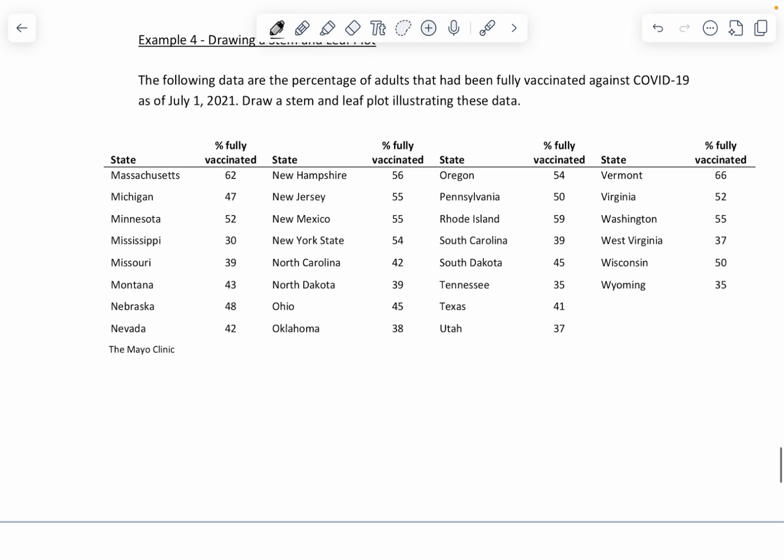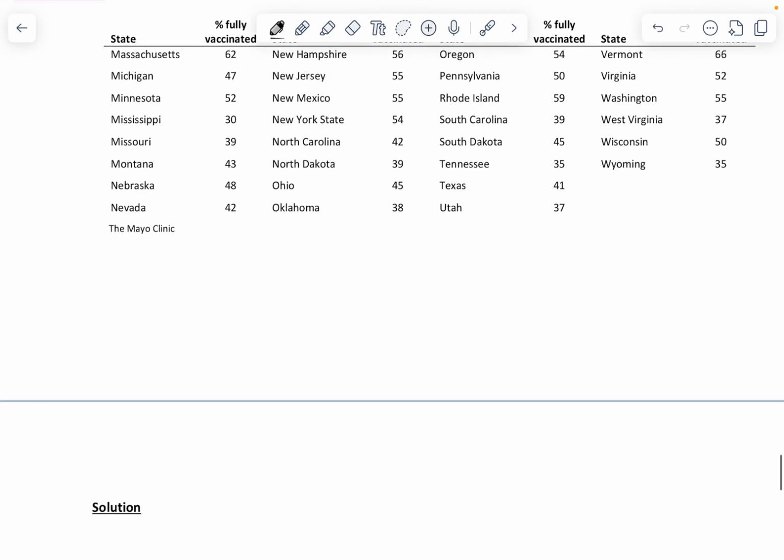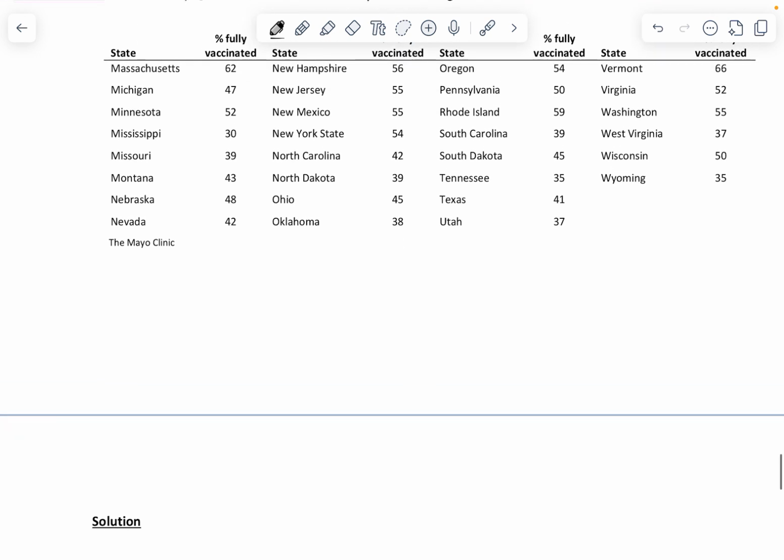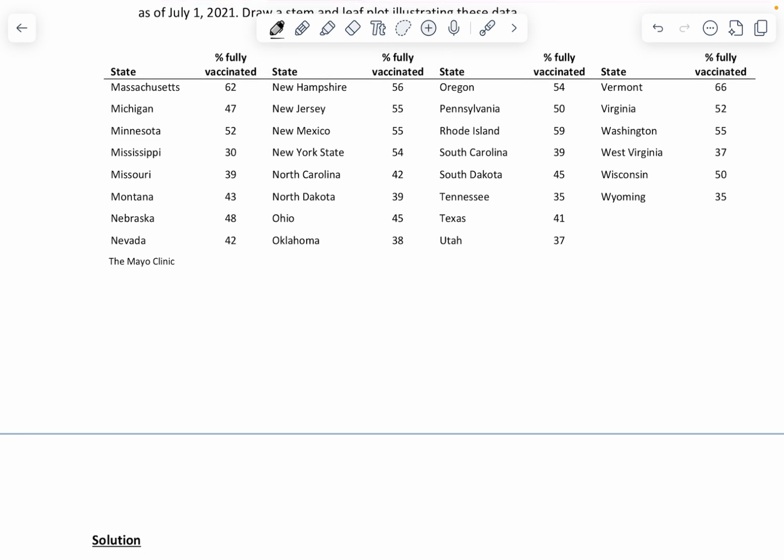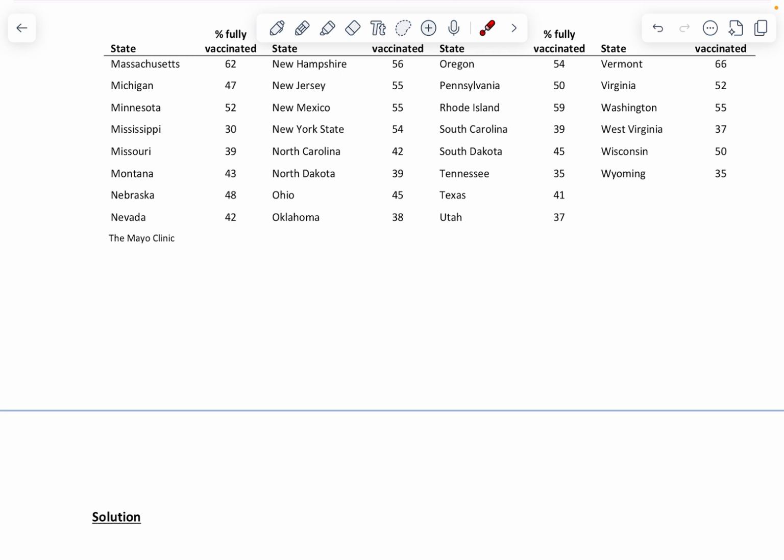To do the stem and leaf plot, we notice that the data values range from a low of about 30 to a high of, quick scan through the data here, it looks like the highest is Vermont at 66. That means my stems, which are always the first digit, will be 3s, 4s, 5s, and 6s.